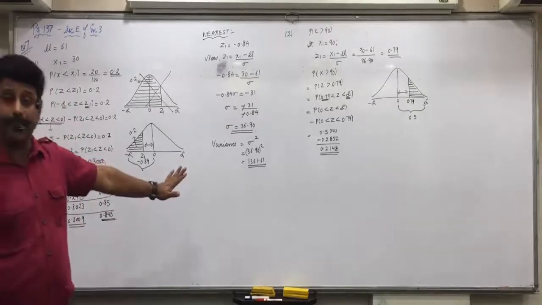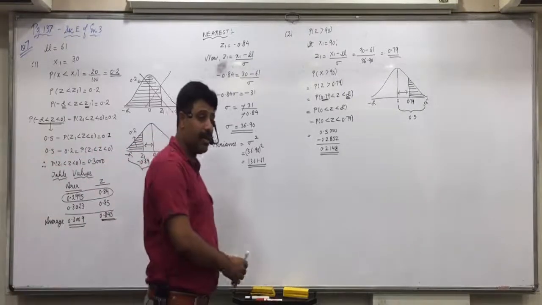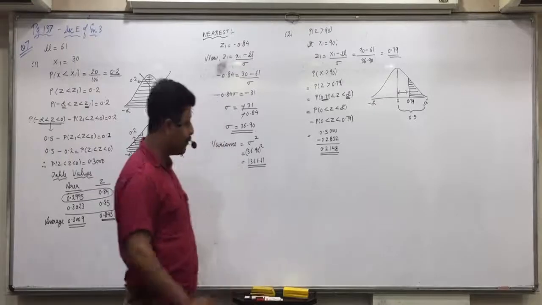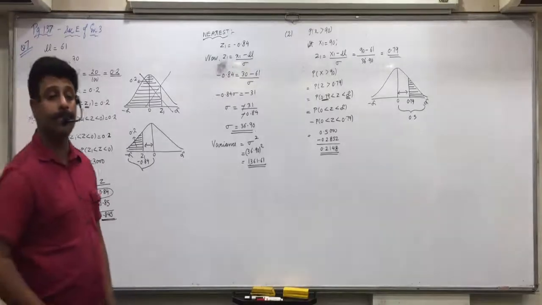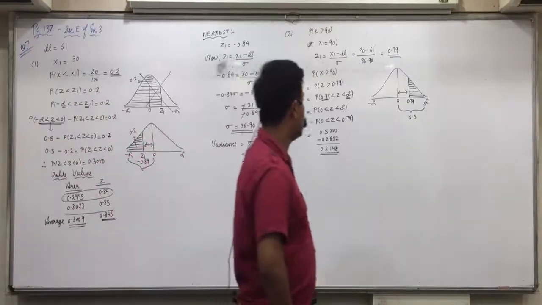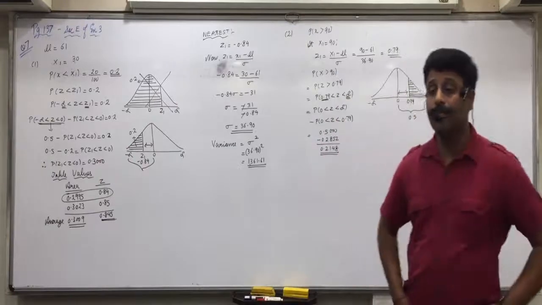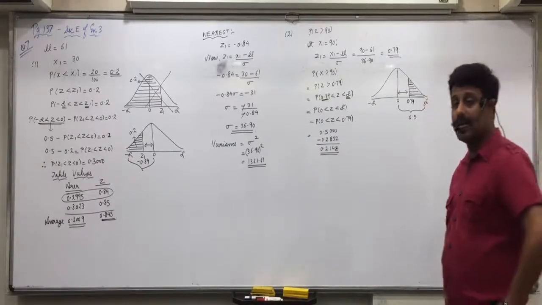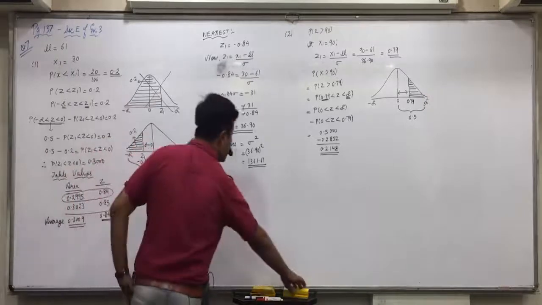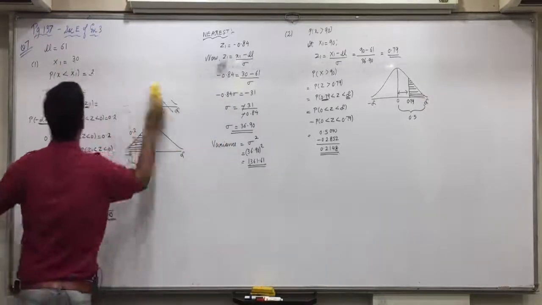Did everyone understand this? If percentage, then multiply by 100. Thus, the probability that the person spends more than 90 minutes is 0.2148.